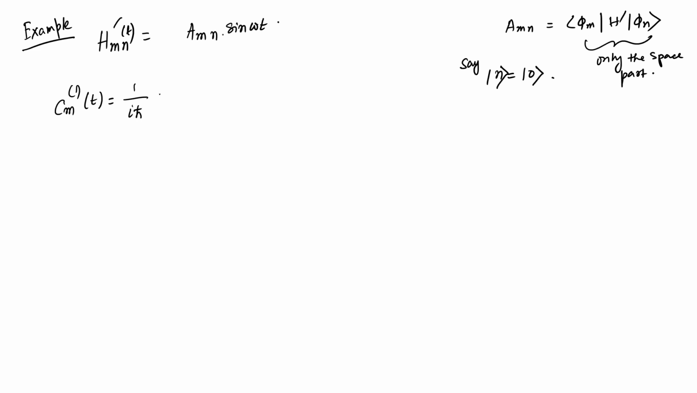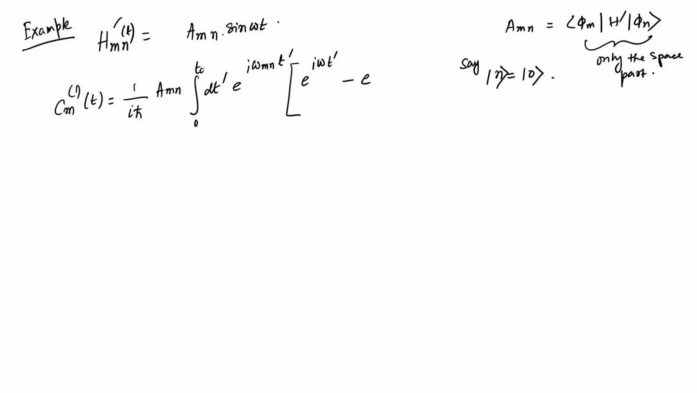is 1 over i h-cross, a mn, integral from 0 to t0 dt prime, exponential i omega mn t prime, and what we do is that we replace this sine by its exponential forms, which are exponential i omega t prime minus exponential minus i omega t prime. See, why am I writing t prime? Because you are putting it inside an integral, and so we use a dummy variable so that we can integrate it from 0 to t, or here we are talking about 0 to t0. So, it is a dummy variable that needs to be integrated over, and that is why we are not using t, but they mean the same thing.